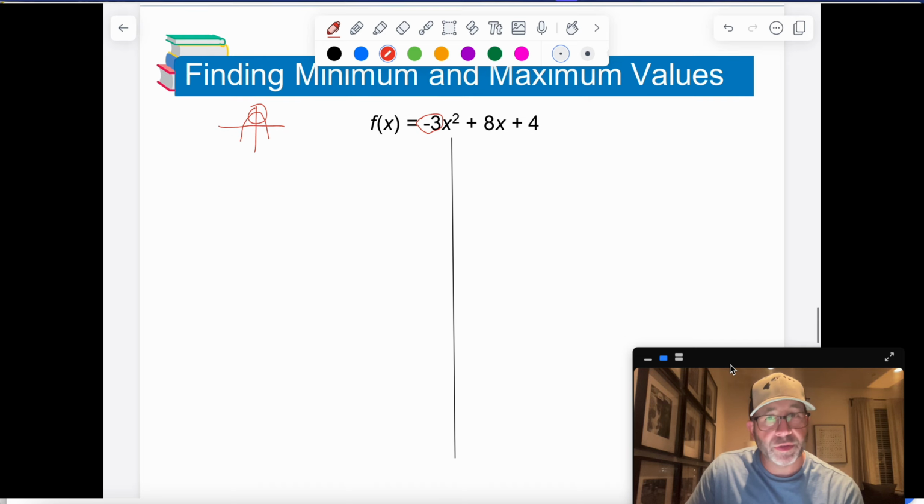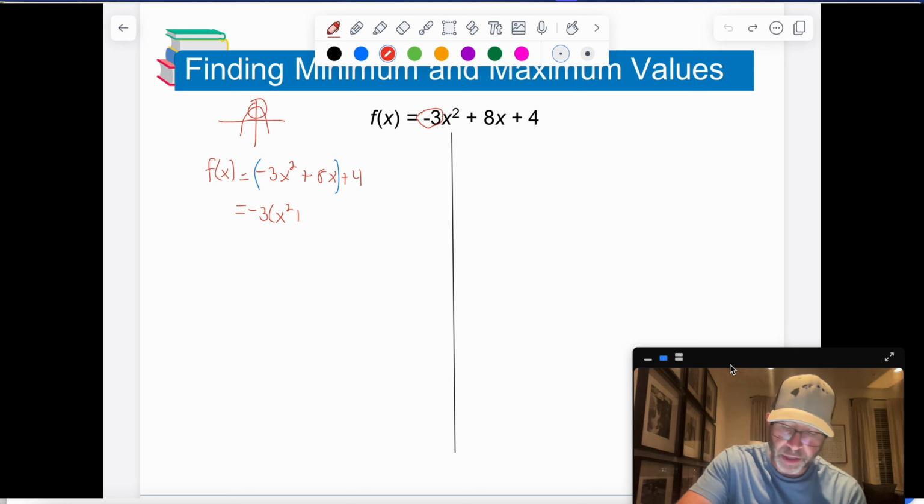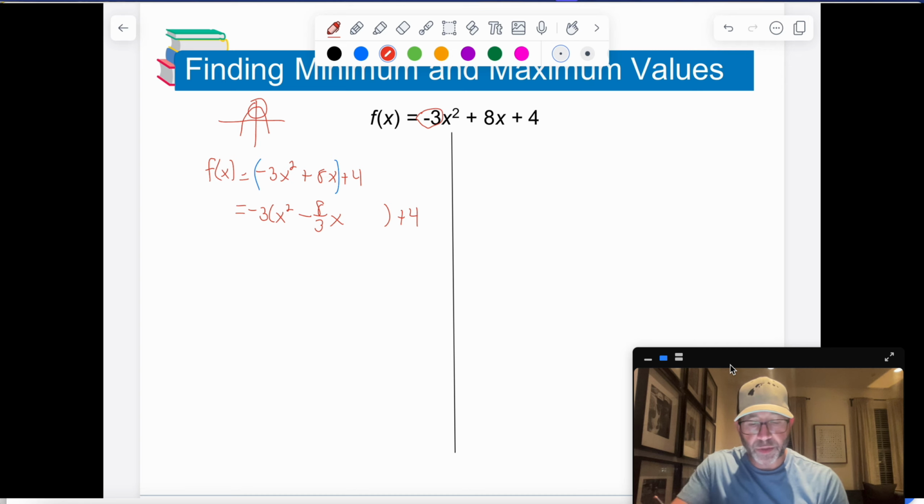Now watch what happens if I do this the hard way. If I do this completely in the square. We have f of x is equal to -3x squared plus 8x plus 4. I'm going to do what it said. I'm going to group the first 2 terms together, and we're going to take that -3 out. So we'll have -3x squared plus, minus 8 over 3 x, and then plus 4. And again, all I did was I just took this and divided it by -3, and I took the 8 and divided it by -3. And that's how I got those 2 terms that we see there.